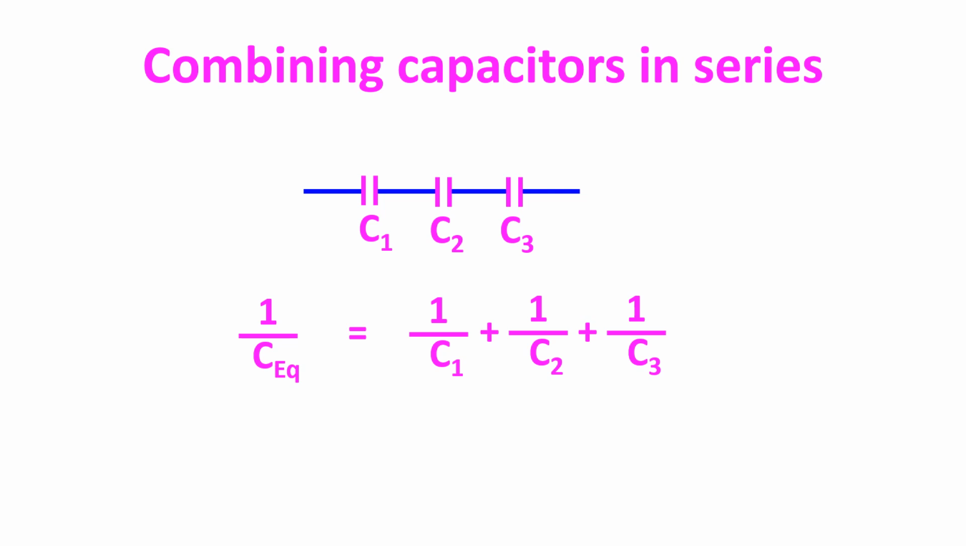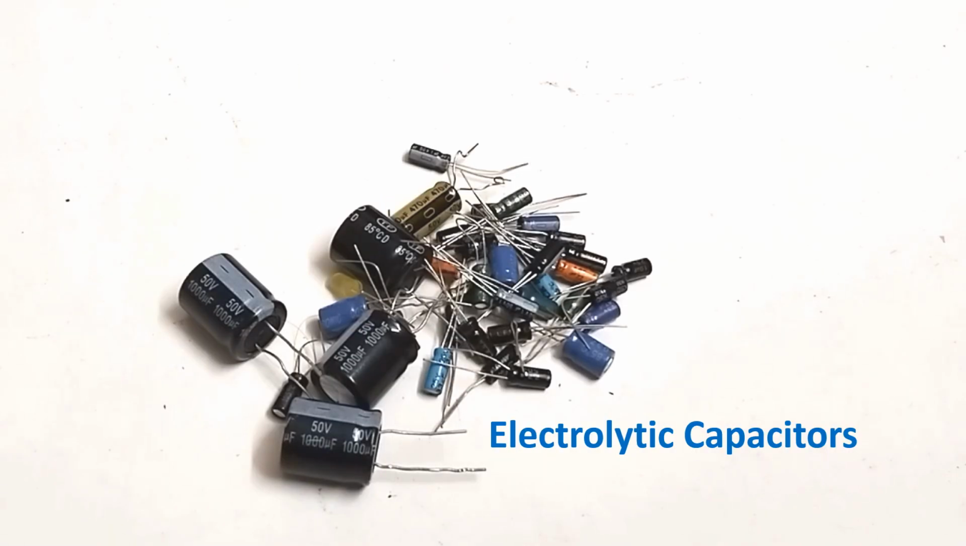As in the case of resistors, inverse of the capacitances have to be added and the inverse of the sum obtained to get the resultant value of capacitance. The equivalent capacitance will be less than that of any of its components. These are a few electrolytic capacitors which I fished out from my recycle bin, or rather electronic junk box recently. The focus will be on this bigger one.